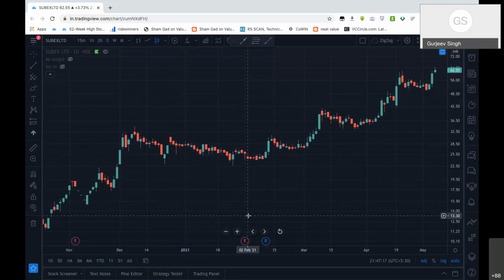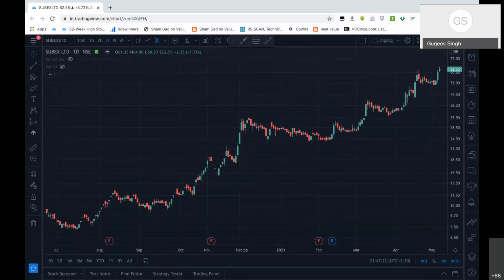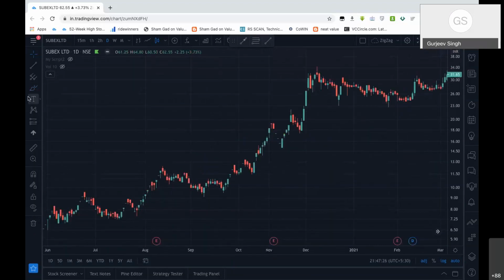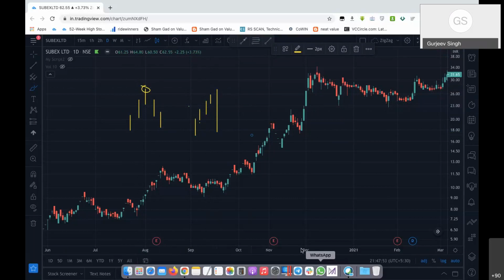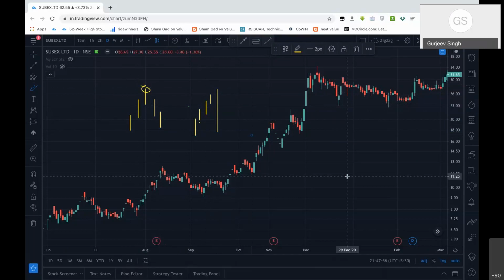Again, coming back to the same chart of Subex. Now what I will do is I will take a little longer chart. First, let's focus on the learning. Our swing high, as we discussed, was this point, right? Now this advanced thing goes one step ahead. We have to find a pattern like this, or we have to find a pattern like this. Please take a picture of these patterns, because these patterns we want to find. This is a little advanced concept from the concept we discussed.